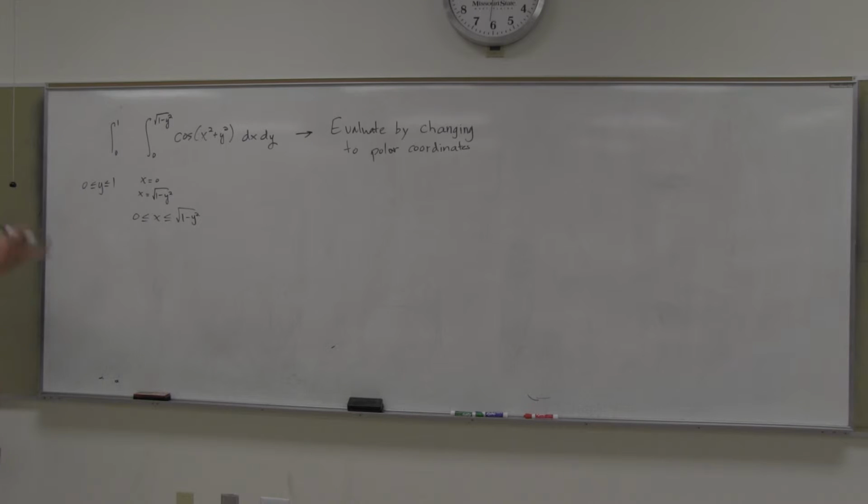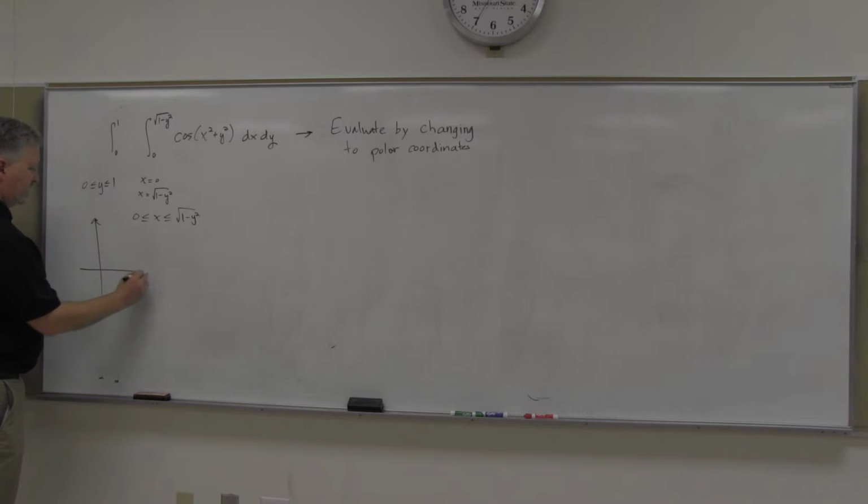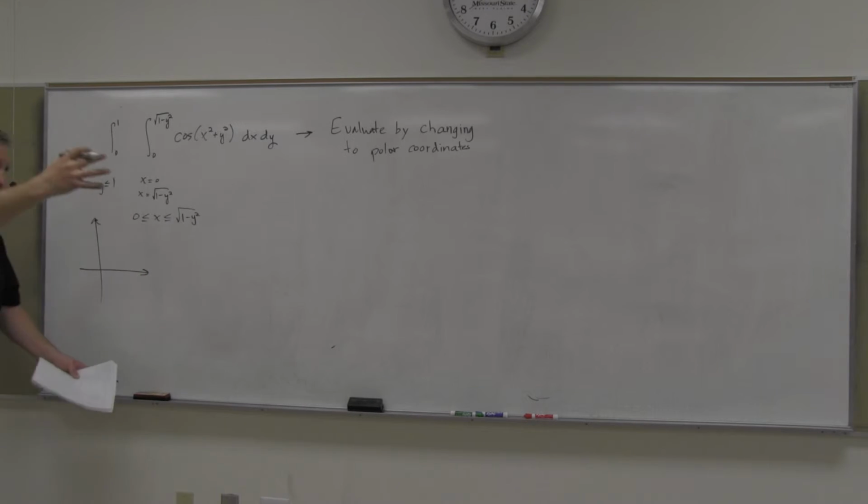So it might be helpful to draw a little diagram of that, because that's my D, what D looks like. And then I can change that over to polar a little easier. Well, y equals 0 to 1, that's easy. But the hard one is this one. X equals 0 is the y-axis. What is that right there?